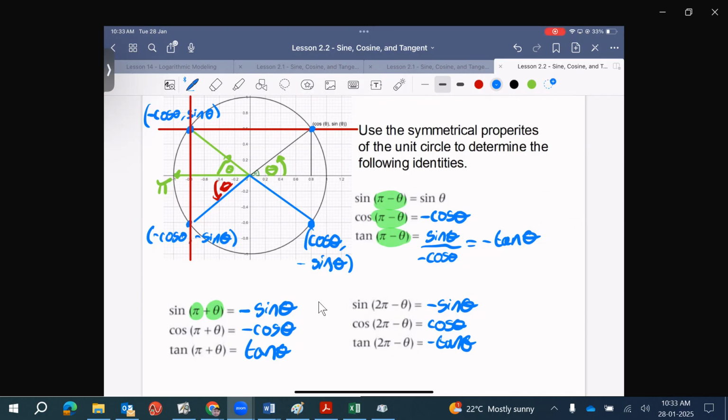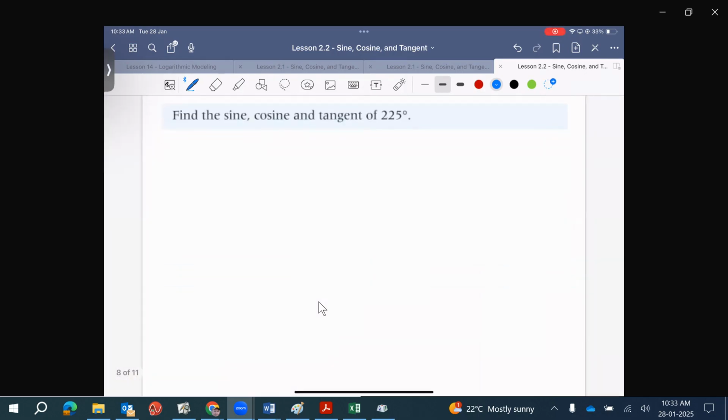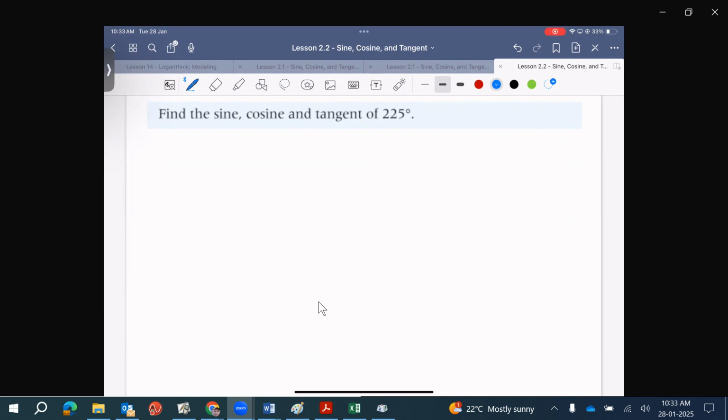Can we move on? Have a go now at finding the sine, cosine, and tangent value of 225 degrees.